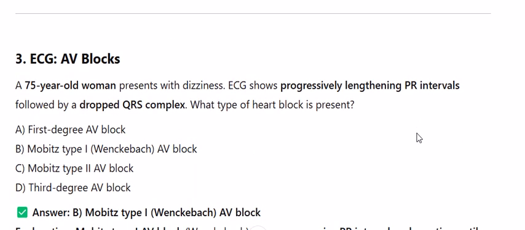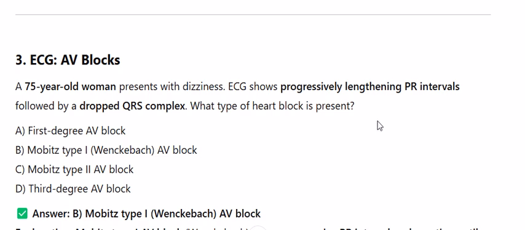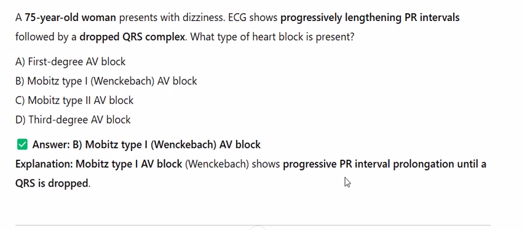3. ECG, AV blocks. A 75-year-old woman presents with dizziness. ECG shows progressively lengthening PR intervals followed by a dropped QRS complex. What type of heart block is present? A. First-degree AV block. B. Mobitz type 1 AV block. C. Mobitz type 2 AV block. D. Third-degree AV block. Answer B. Mobitz type 1 AV block. Explanation. Mobitz type 1 AV block shows progressive PR interval prolongation until a QRS is dropped.